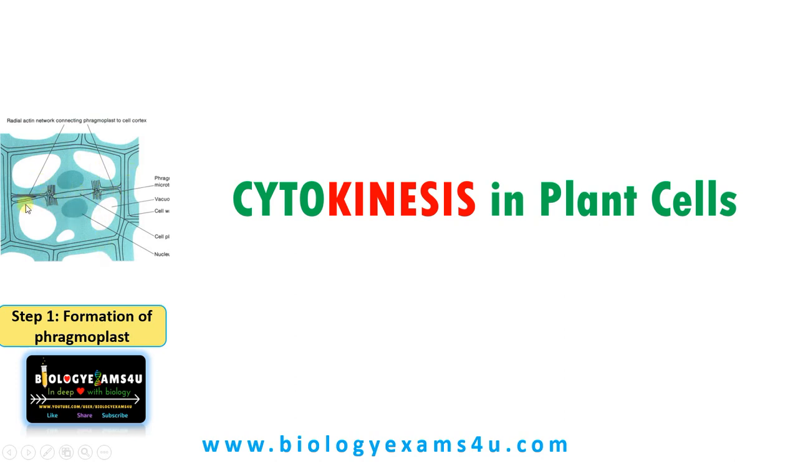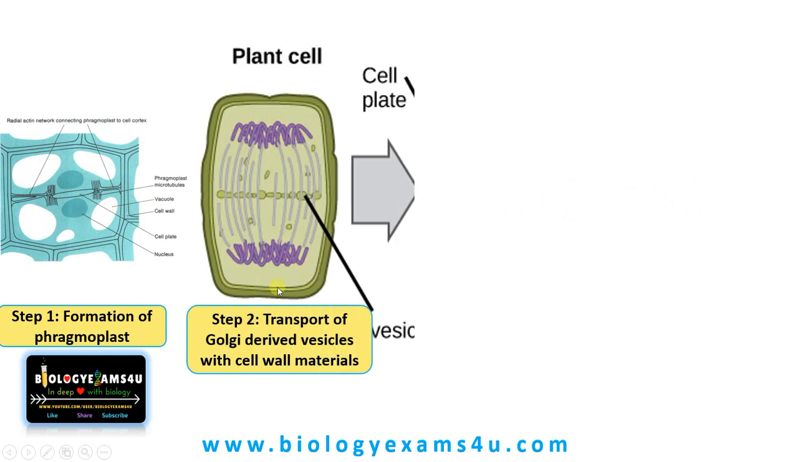So this is the structure, phragmoplast. As you see, it is made up of actin filaments and also microtubules. Now the second step is transport of Golgi derived vesicles with cell wall materials. So these cell wall materials pinch off from the Golgi apparatus loaded in vesicles, and are transported to this central region. This is guided by the microtubules on the phragmoplast. So these cell wall materials loaded in vesicles align at the center.